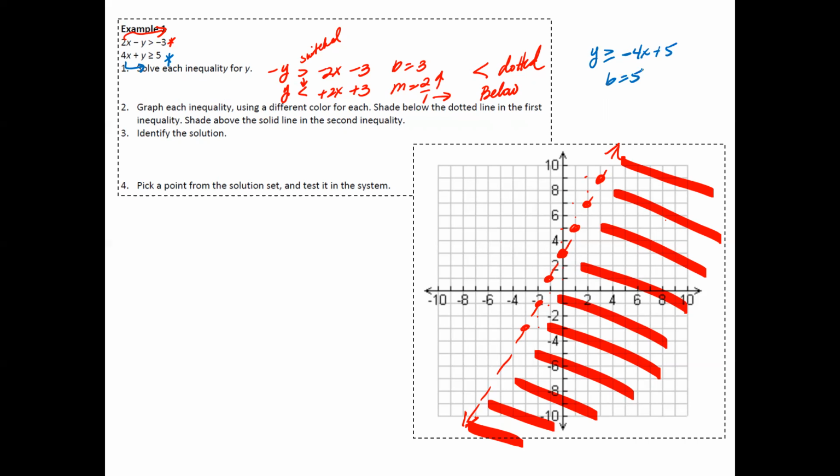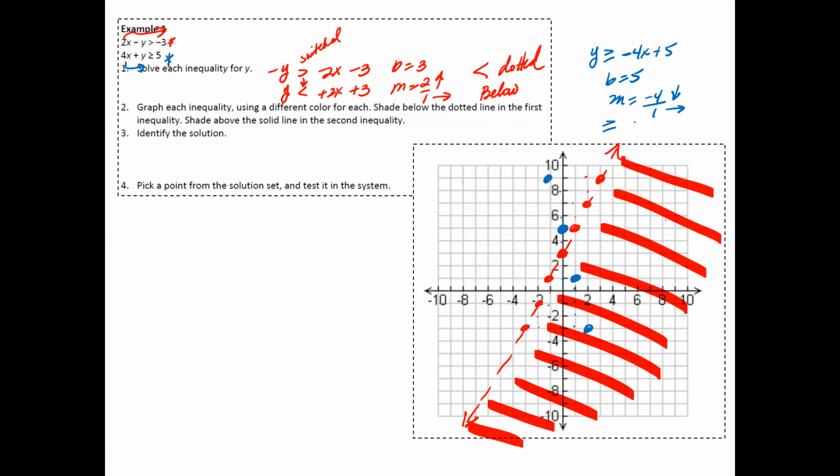You're going to start off at 5, and then your slope is a negative 4 over 1, which means you go down 4 over to the right 1. So starting at 5, down 1, 2, 3, 4 over to the right 1, down 1, 2, 3, 4 over to the right 1, running out of space, up 1, 2, 3, 4 over to the left 1.